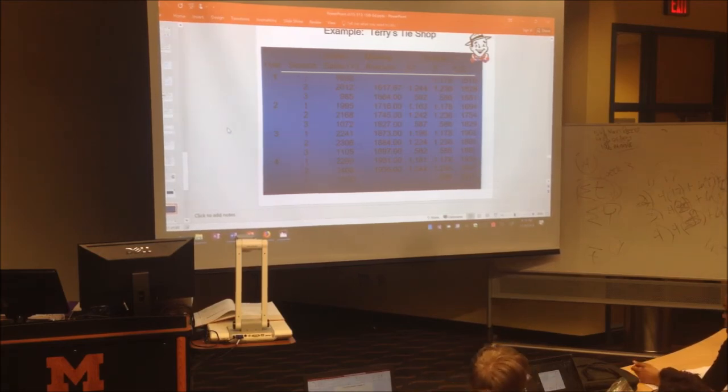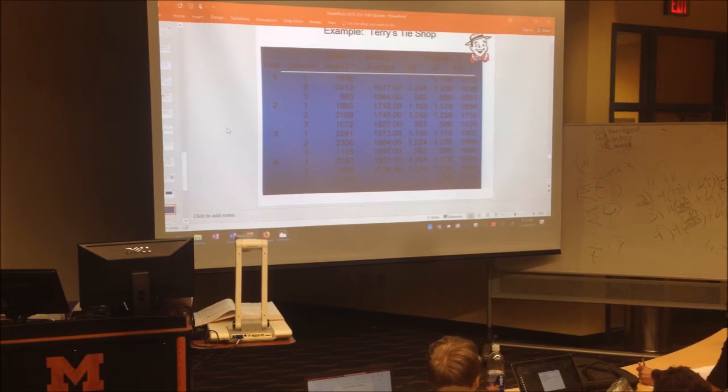Centered moving average. Make sure you get this. Let me repeat it. Whatever period you're forecasting, that period is the middle of the data you're using. Whatever period you're asked to forecast, the forecasting period has to be in the middle of the data you use.